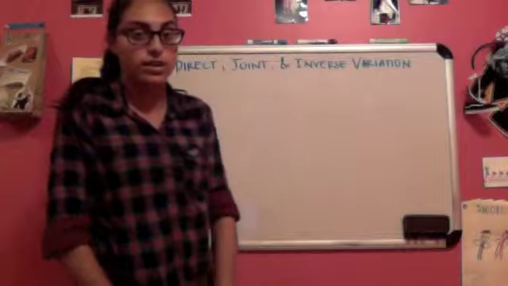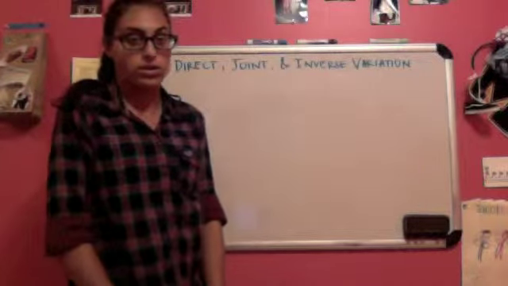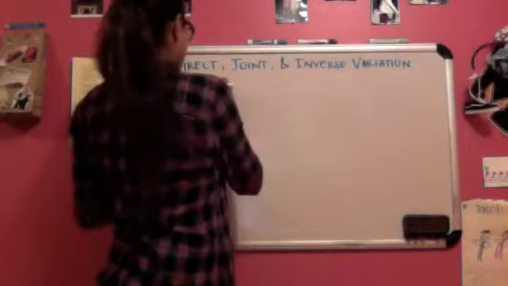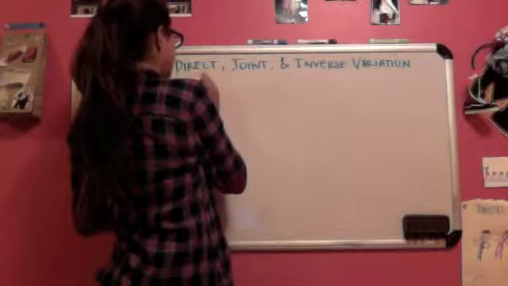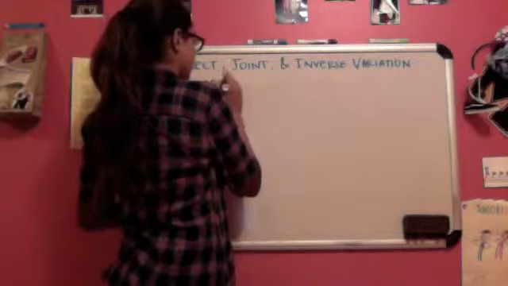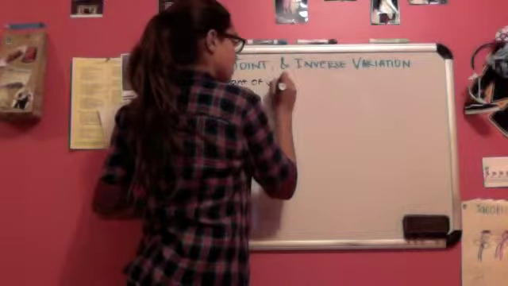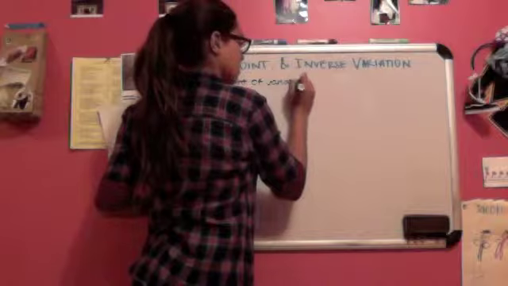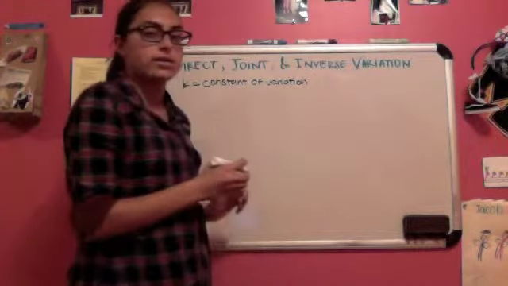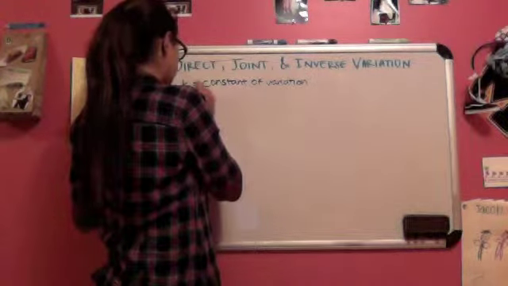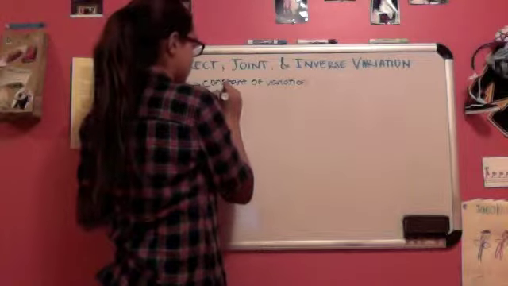Now, the first things we need to know about are the variables, what they stand for. There is k, and that is the constant of variation. And there is x and y. And that's direct variation.